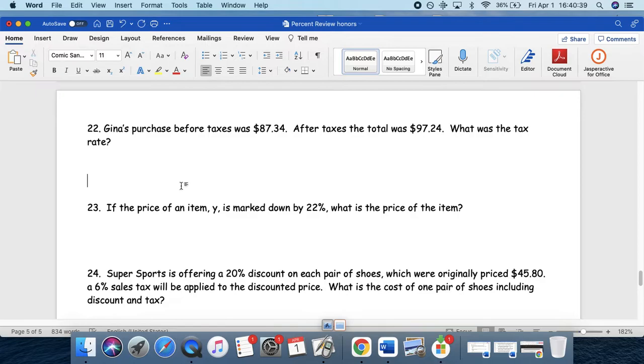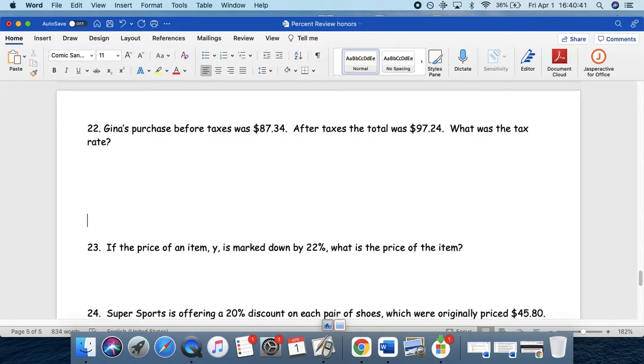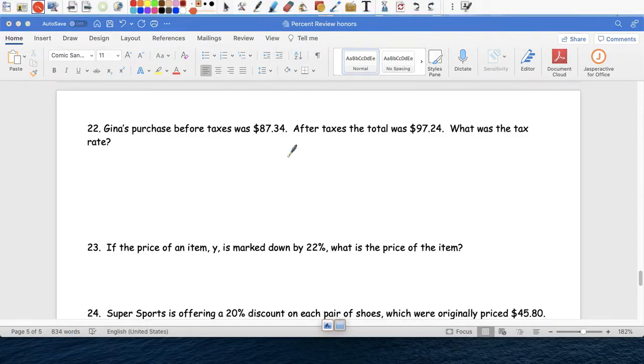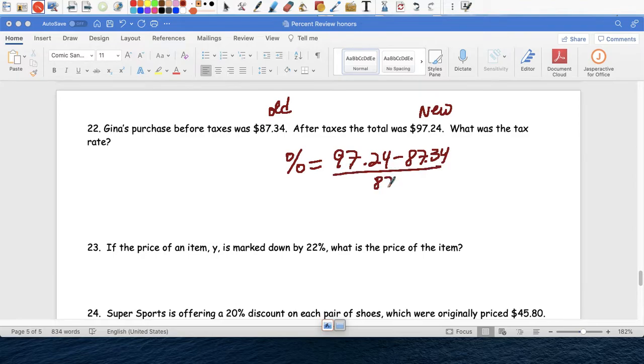22. Gina's purchase before tax was 87.34, and I'm getting hungry. After taxes, the total was 97.24. What was the tax rate? Okay, so you can use percent change here to find your tax rate. This is the new, this is the old. So 97.24 minus 87.34 over 87.34.